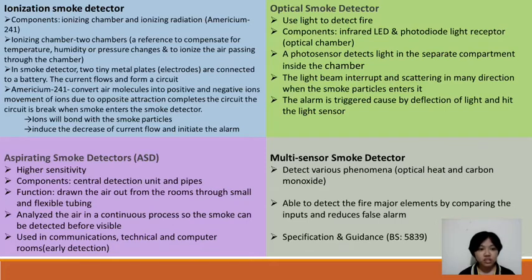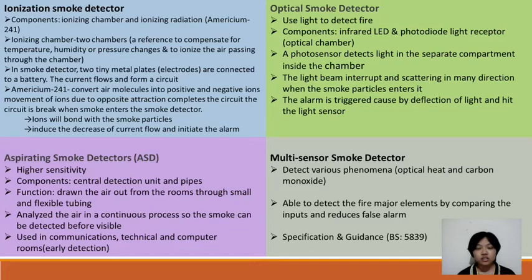The current flows and forms a circuit because there are two tiny metal plates connected to a battery inside the smoke detector. And when the smoke enters the smoke detector, the ions will bond with the smoke particles and induce the decrease of current flow and initiate the alarm.